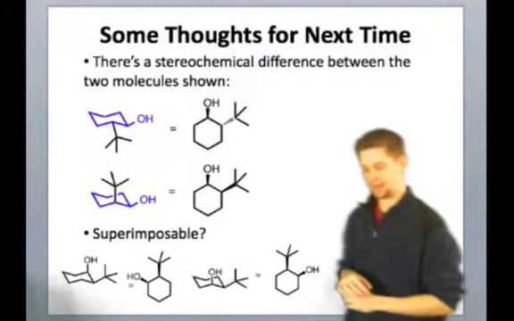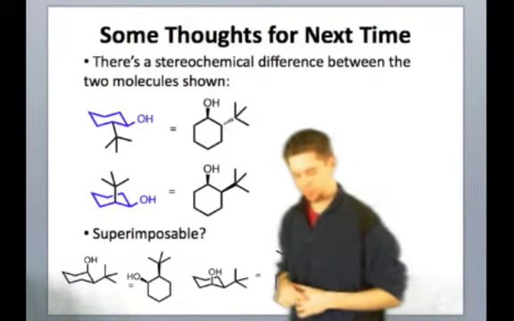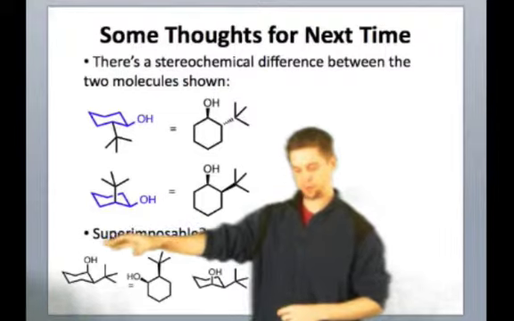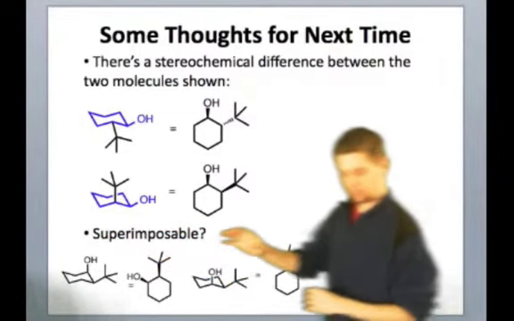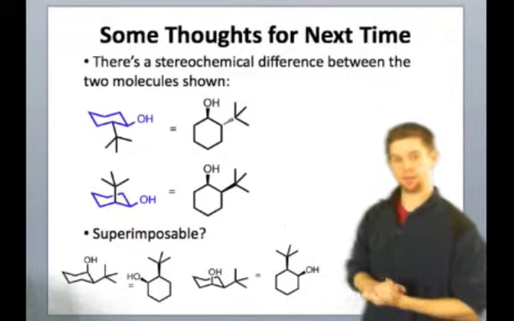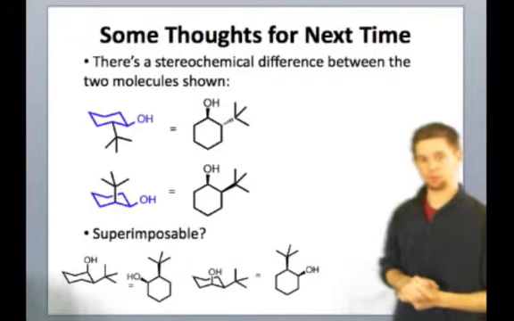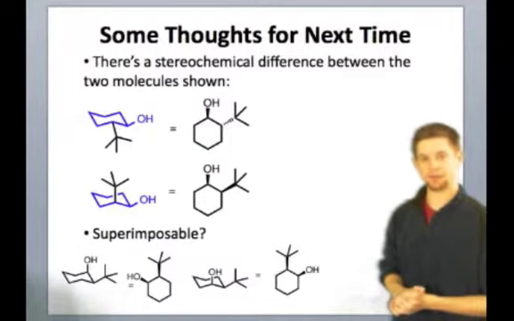What you're looking at down here are again tert-butyl cyclohexanols. On the left-hand side, we have an axial OH sort of to the left of the tert-butyl group, whereas in this case, we have an axial OH to the right of the tert-butyl group. Think about what the relationship might be between those two molecules. Here again, you can see some line angle drawings in two dimensions of those molecules.